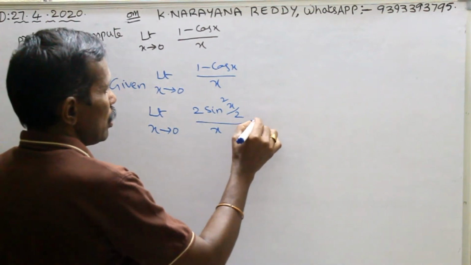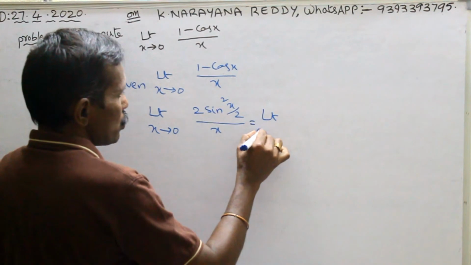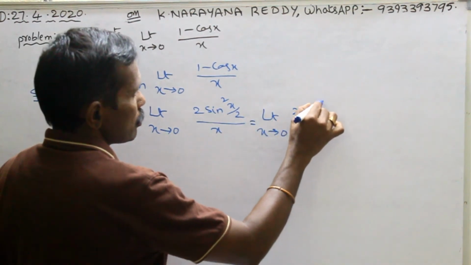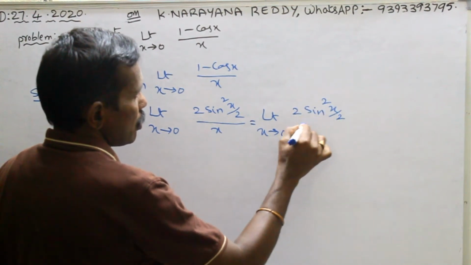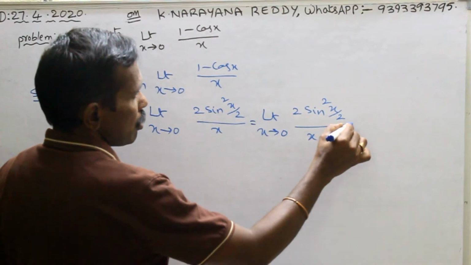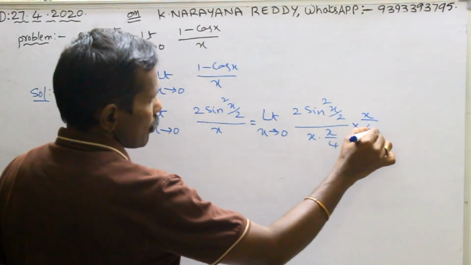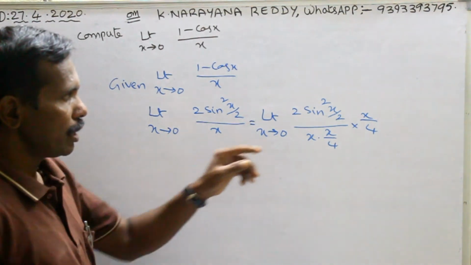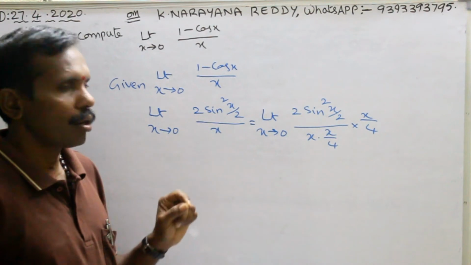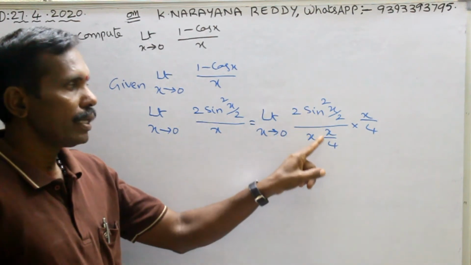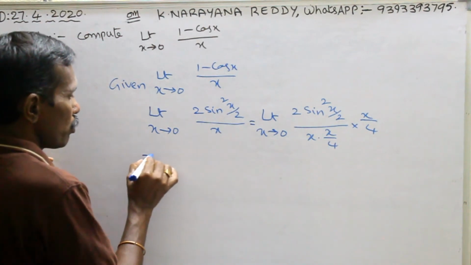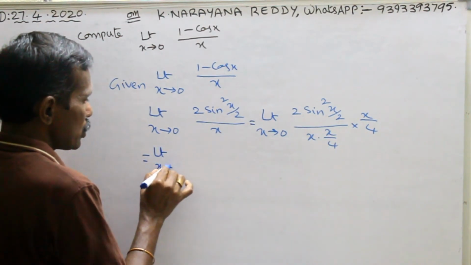So, limit x tends to 0, 2 sin square x by 2 divided by x, into x by 4, into x by 4. See here, I am multiplying and dividing by x by 4. Why? Because I want the formula in the form of sin theta by theta. Okay?